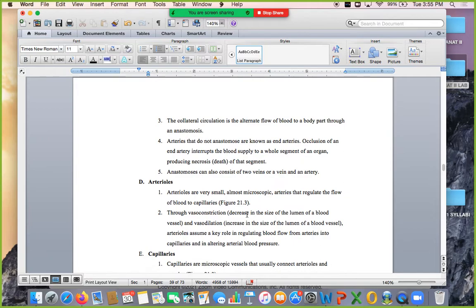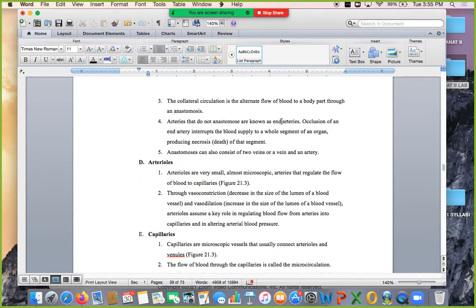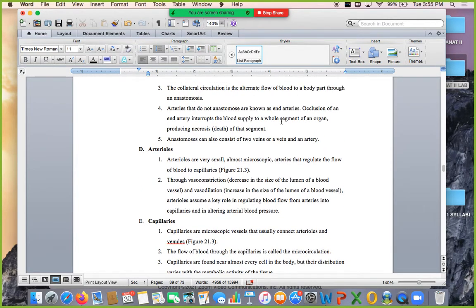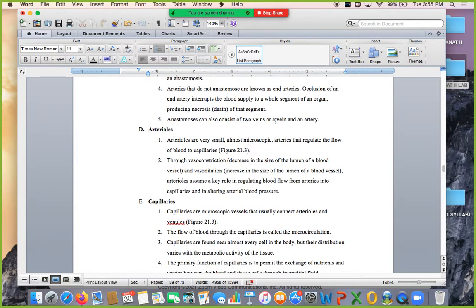All right. If they don't anastomose, they're called end arteries, and these are going to be a little bit trickier. So if we have occlusion or a blockage in an end artery, that's going to interrupt blood supply to the entire region of the organ, which can cause necrosis or death. So this is why anastomoses are very important, because they allow a secondary route for blood to get supplied to a particular tissue.